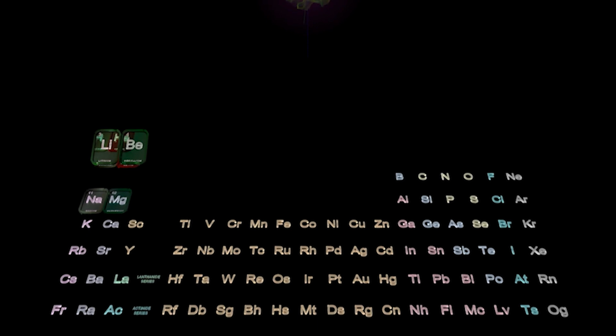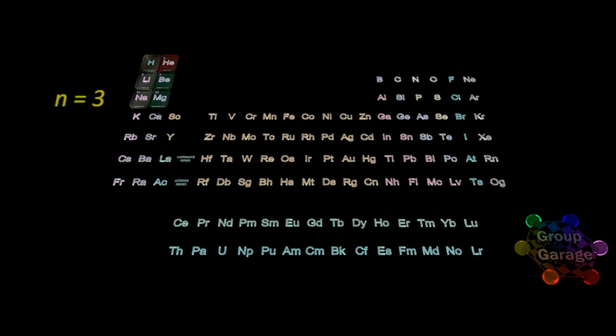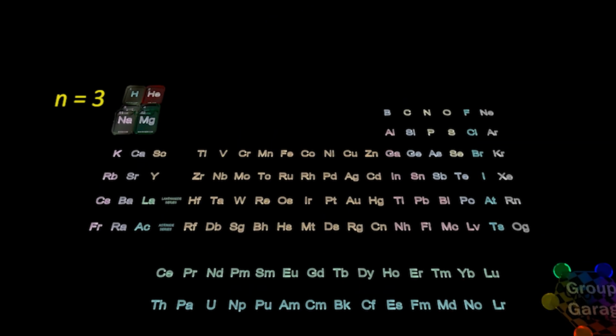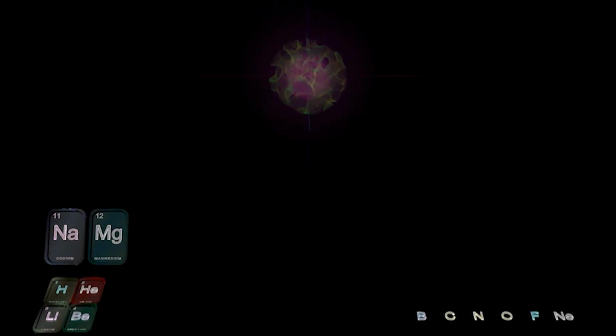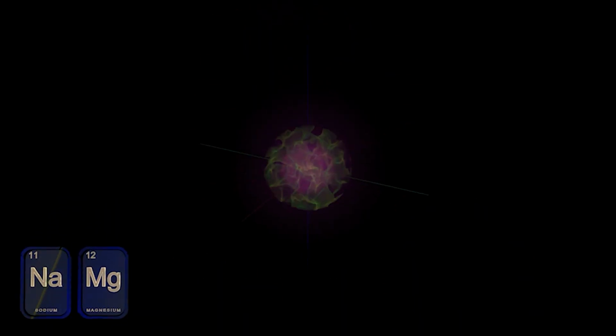Now, we'll look at the third row, or principal energy level, n equals 3, and again take the elements in the first two columns, sodium and magnesium. Sodium from the alkali group has an atomic number of 11, and so it will have 11 protons in the nucleus. There will be 12 neutrons to keep the protons from repelling enough to push the atom apart, and so to remain electrically neutral, the sodium will also have 11 electrons in orbit.